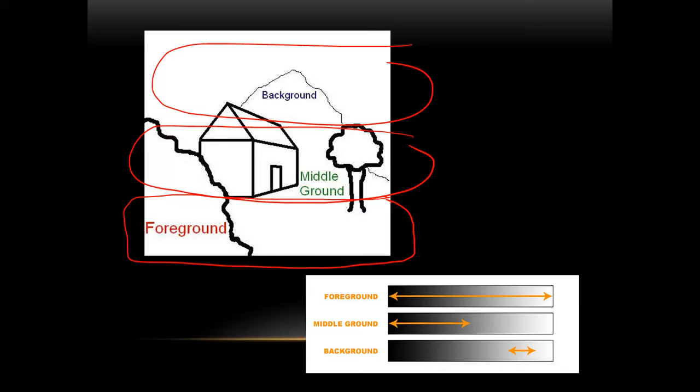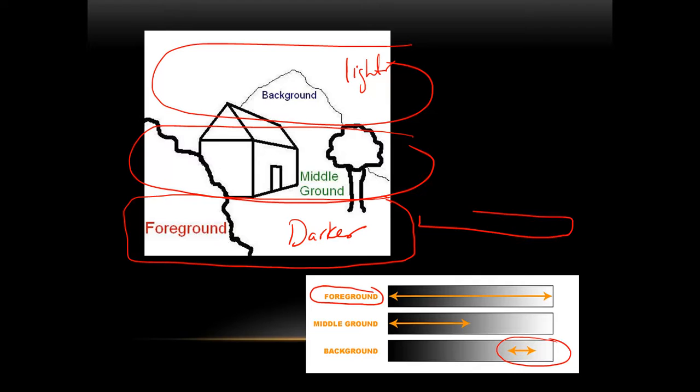Foreground objects tend to be darker, okay, and background objects are lighter. That doesn't mean that there's no light in the foreground. Look at the foreground, okay. The spectrum of light to dark in the foreground is very broad. Things can be very dark, and then they could be very light. Compare that to background. You can't add dark shades in the background. It just doesn't work. So foreground is the range of shades is the broadest. Very dark to very light.